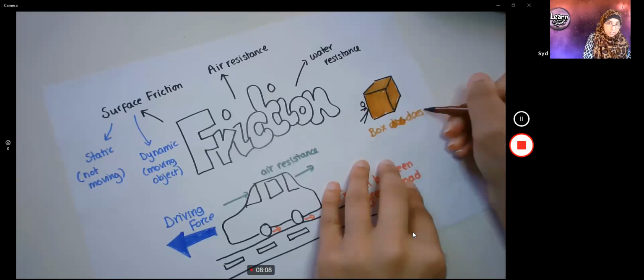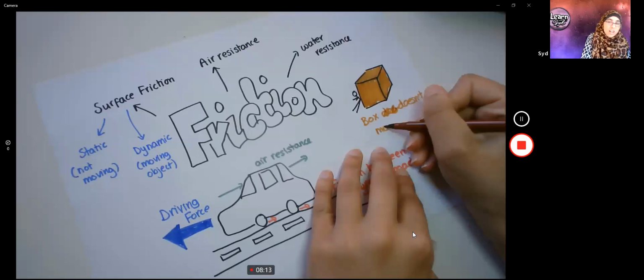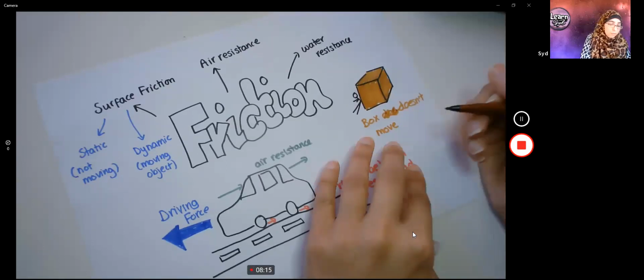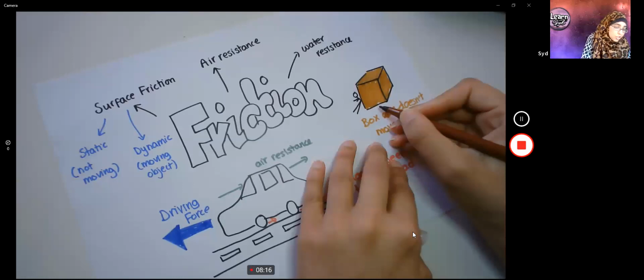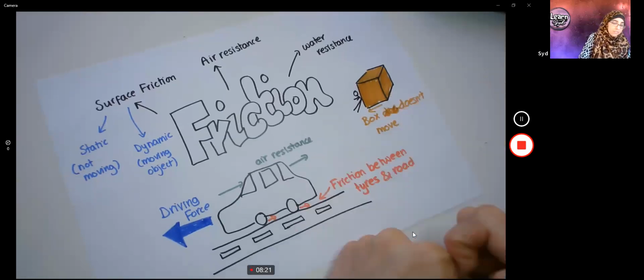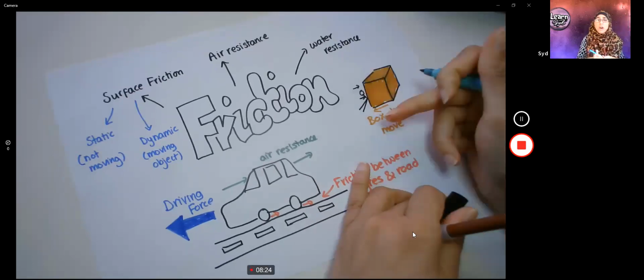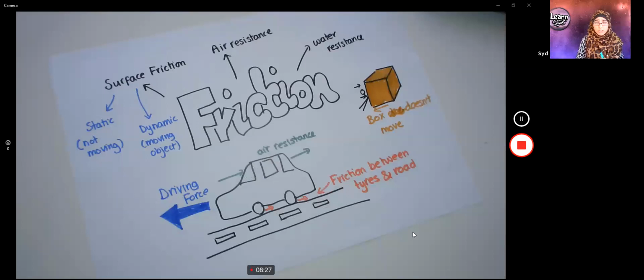D-O-E-S-N, doesn't. That's better. The box doesn't move, and it doesn't move because of friction. There's friction here stopping it from moving. So even though this guy is pushing, the friction is acting in the opposite direction. So this guy is pushing this way, the friction is acting that way, and it's stopping the box from moving. Okay, so friction happens every single day. Now, what about air resistance when we've got objects falling like this?